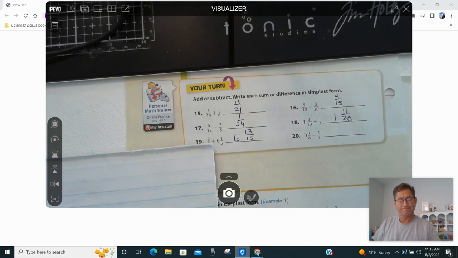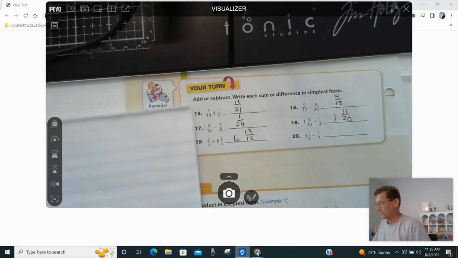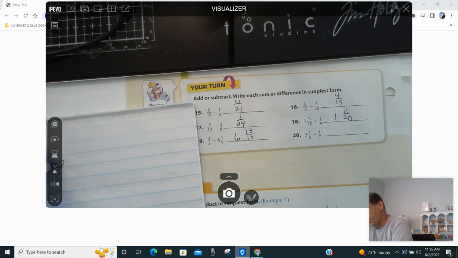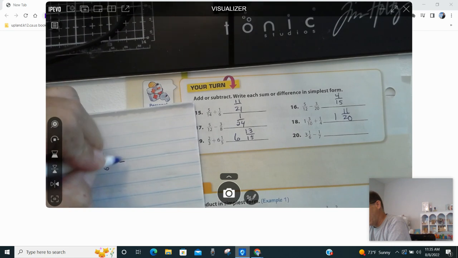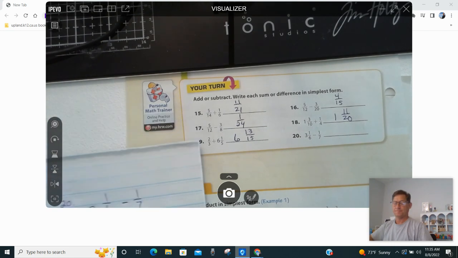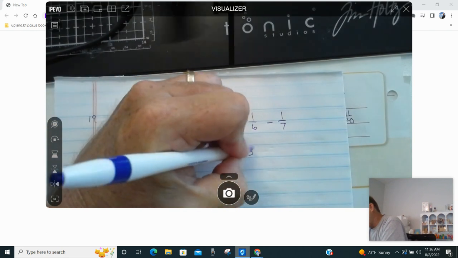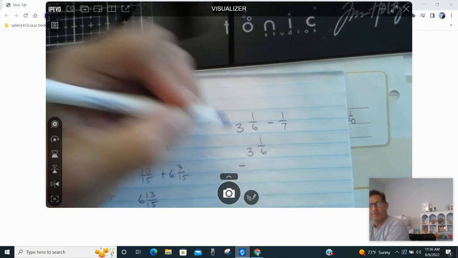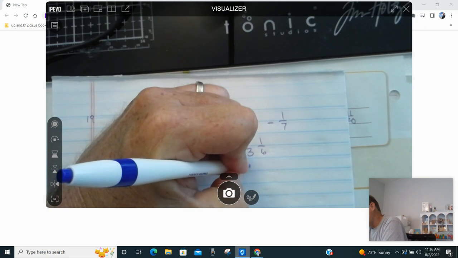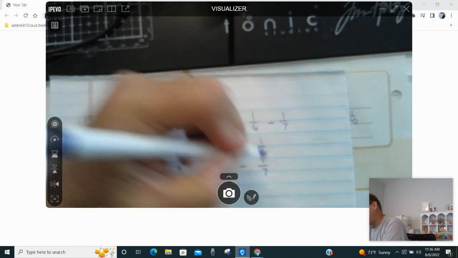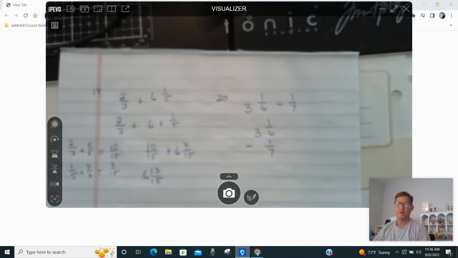Number 20. 3 1/6 minus 1/7. Okay, so I'm going to rewrite this one so we have it stacked like this. 3 1/6 minus 1/7.